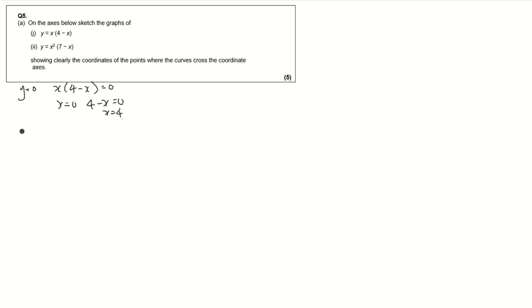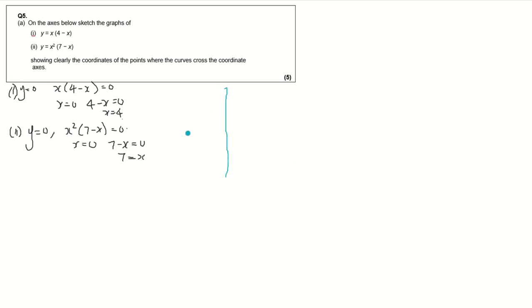And then same thing for the next equation. Okay, so part 2. You have y equals 0, x squared(7 minus x) equals 0. So x squared equals 0, therefore x equals 0, and 7 minus x equals 0, so x equals 7. So you have two curves. Okay, let's draw those two curves.